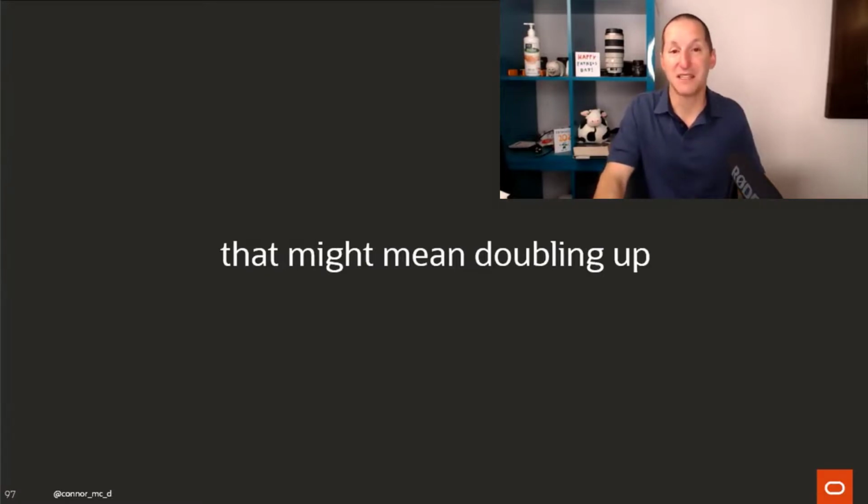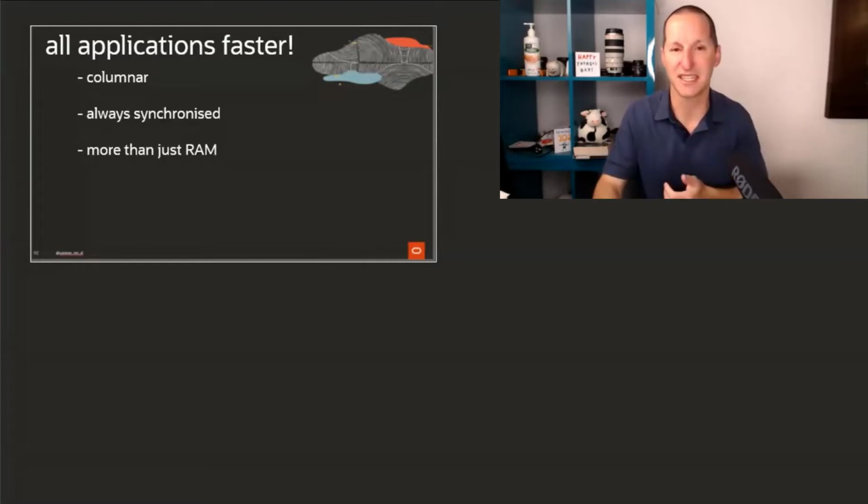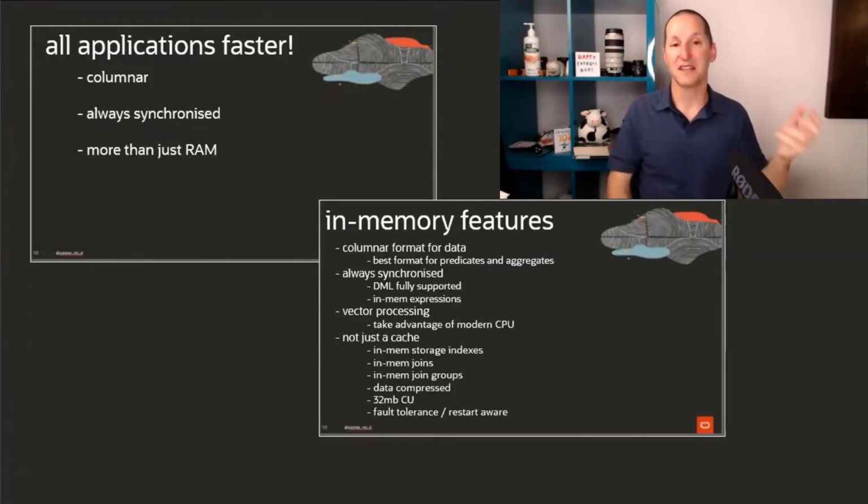That might mean doubling up. If I'm talking about, say, in-memory, my slides, if I was doing a talk, might look something like this. I'm going to talk in detail to each of those points about the columnar format and its real-time synchronization, and it's not just a cache. But it might well be the case that your slides need to be padded out for a different audience. That will require more work on our part.